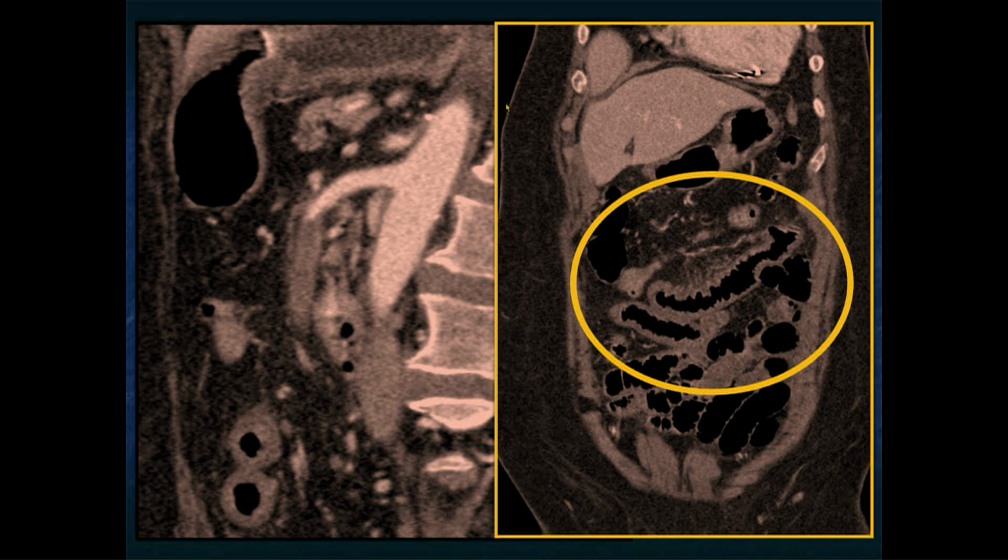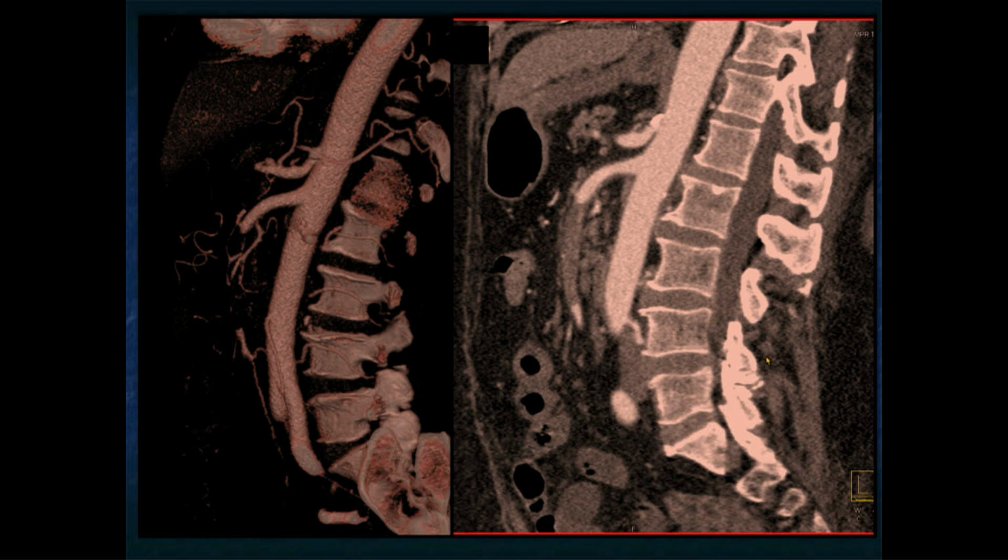Another example here. Again, look at the SMA. There's no plaque at the origin. The SMA looks like a widely patent vessel, but you get down about 4 or 5 centimeters, there's occlusion of the vessel. Long thrombus in the vessel. You can see the bowel loops here as well are beginning to look inflamed, irregular. The mesentery is inflamed. But again, look how easy it would be to miss this thrombus unless you were looking at the sagittal view.